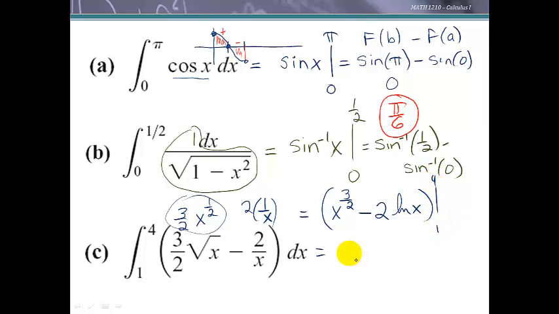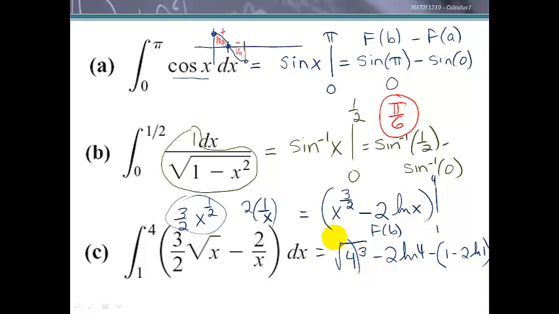F of b would be 4, and converting this to radical form so we could think about working it. This means the square root, and this means the power of 3, minus 2 times the natural log of 4. So that's the f of b part. And then we need to subtract f of a. So that's going to be subtract 1. And if I did 1 to square root and cubed is still 1, minus 2 times the natural log of 1. Let's see what we can do to simplify this.